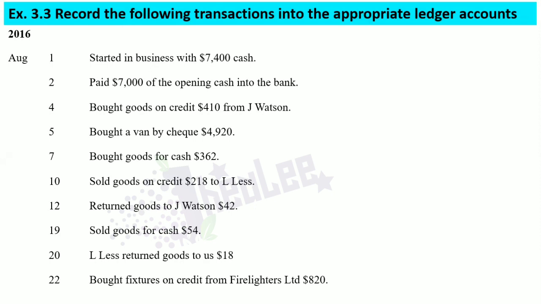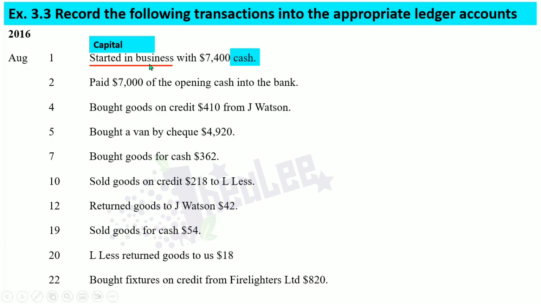So we're going to begin with the first transaction, which states August 1st, 2016, started in business with $7,400 cash. Now, the two items affected are capital and cash. Based on this transaction, we're seeing that our cash increases, and because there's an increase in cash, which is an asset, we're going to debit that account. Our capital also increases, and we are going to credit that account. And remember, we're carrying out the general principle of double entry, where for every debit, there is a corresponding credit.